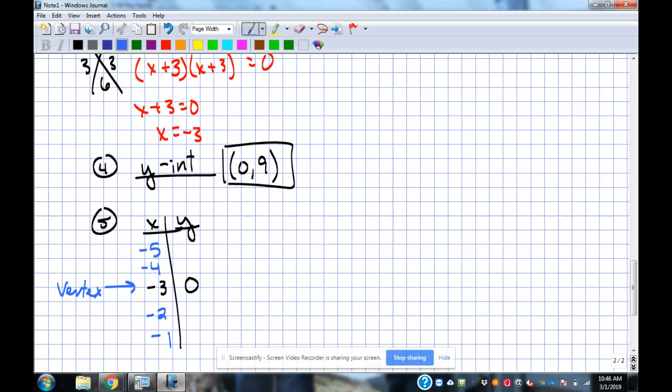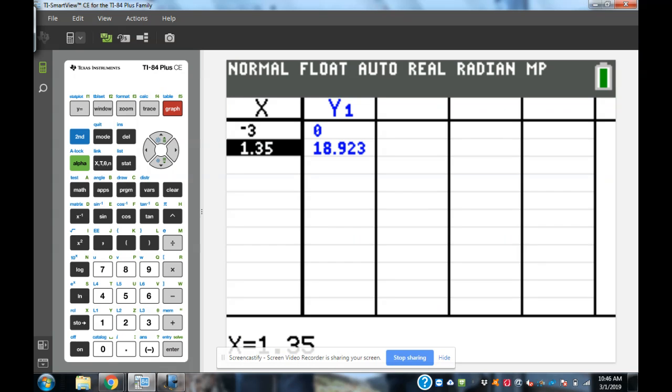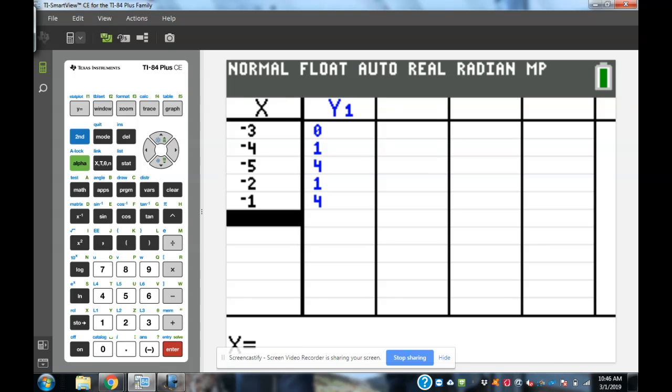The good thing is, by using that graphing calculator and the table that we've set up to where we can type in the X values you want, all you got to do is go to your calculator and go to second graph. And instead of typing in -3, we're going to type in -4, -5, -2, and -1. And we're getting these Y values that go with those so we can fill in our table. So we have -4, +1, -5, +4.